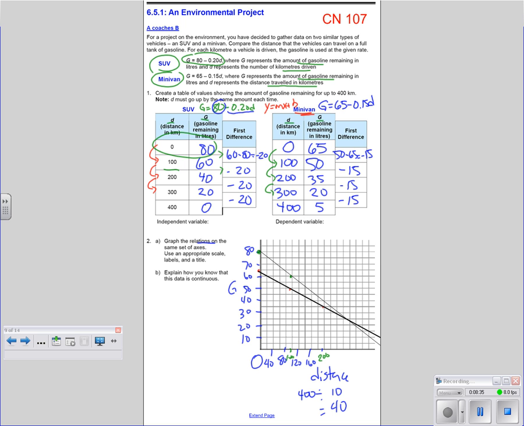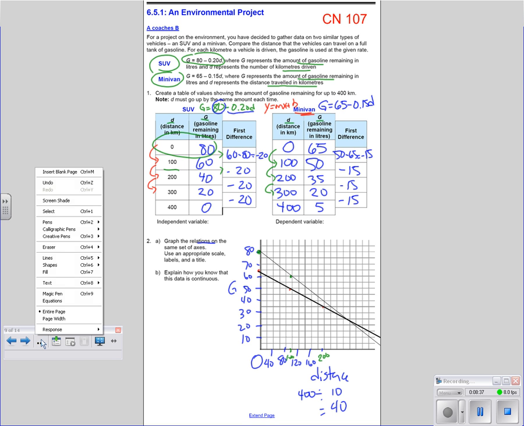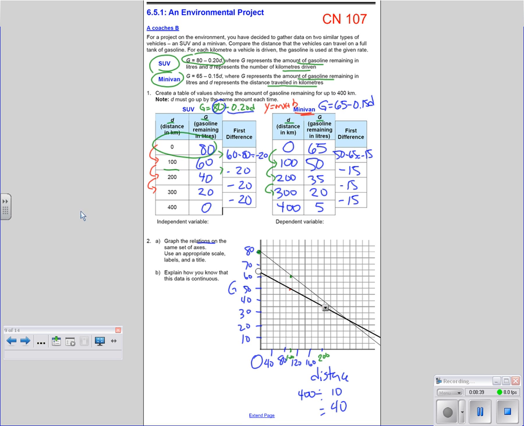there's 100. Oh, I'm slightly off. Okay, we seem to be on the right point. So we actually find out here that even though the SUV started with more gas, the minivan and the SUV will have the same amount of gas at this point right here.